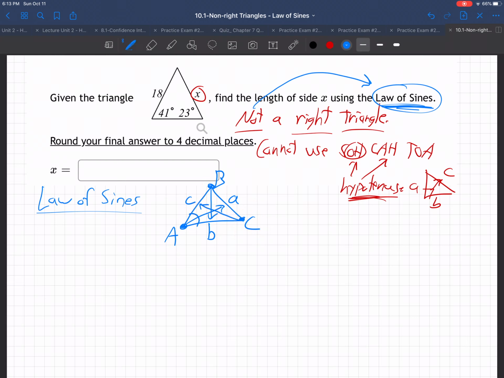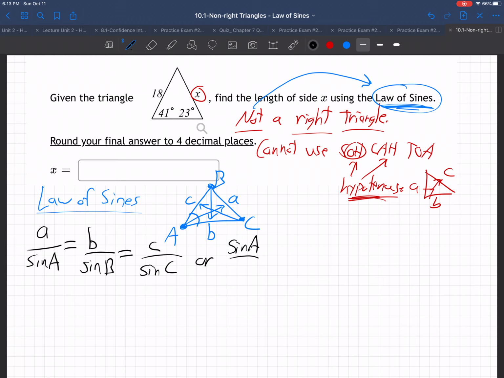So, okay, so what? Well, what it says is little a over sine of capital A is equal to little b over sine of capital B is equal to little c over the sine of capital C. Or you could turn it the other way around also. You could put the sines on the top. Sine of A over a is equal to sine of B over b is equal to sine of C over c. So that's the law of sines. It's either any of those.